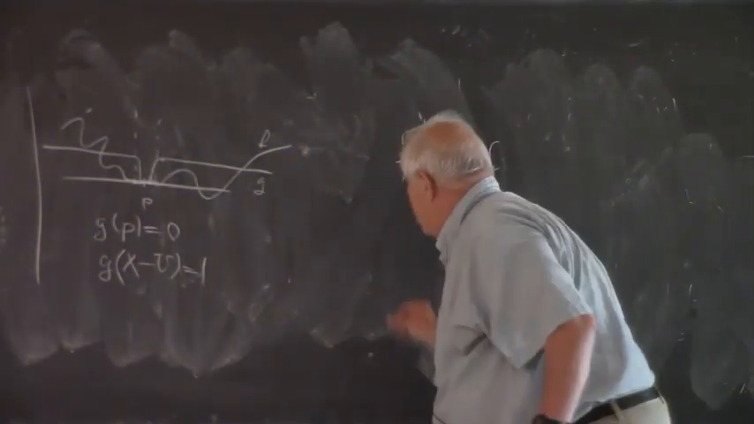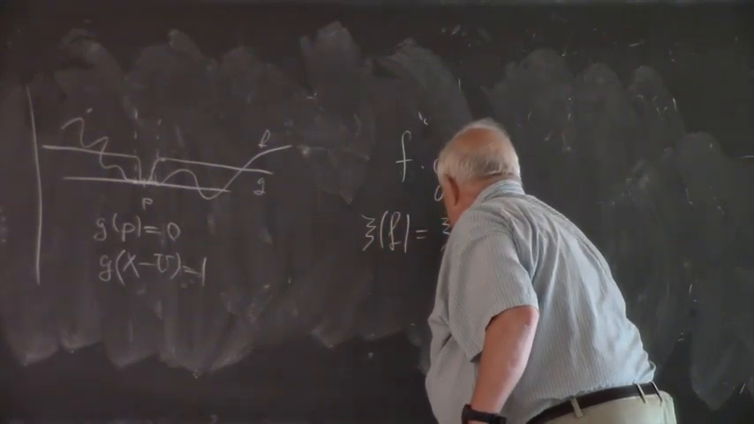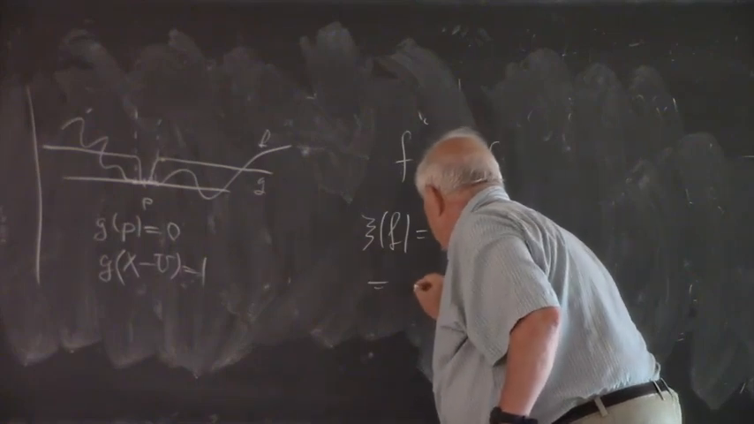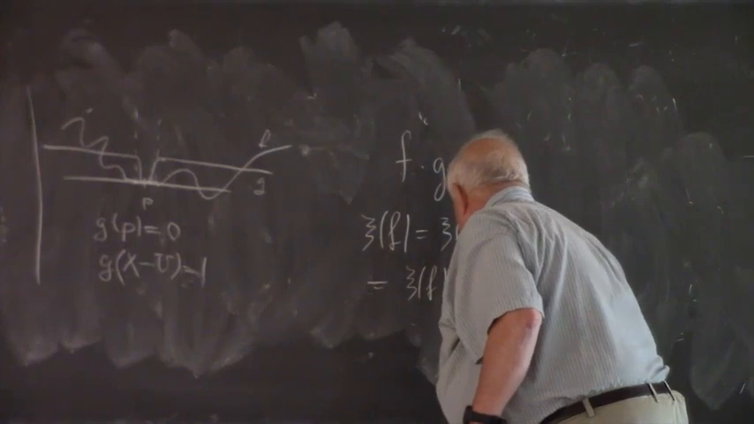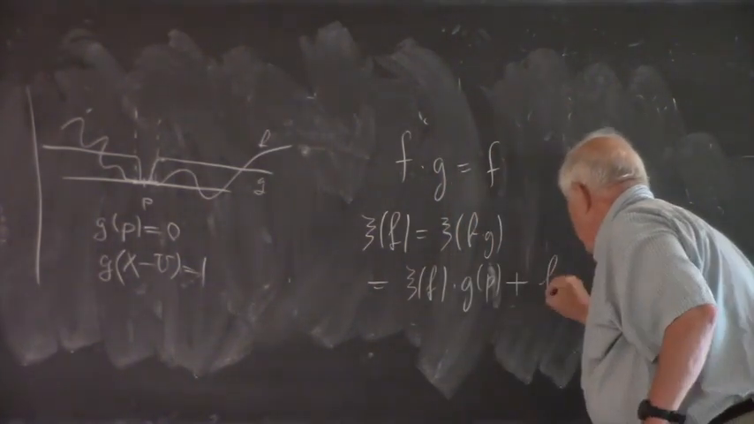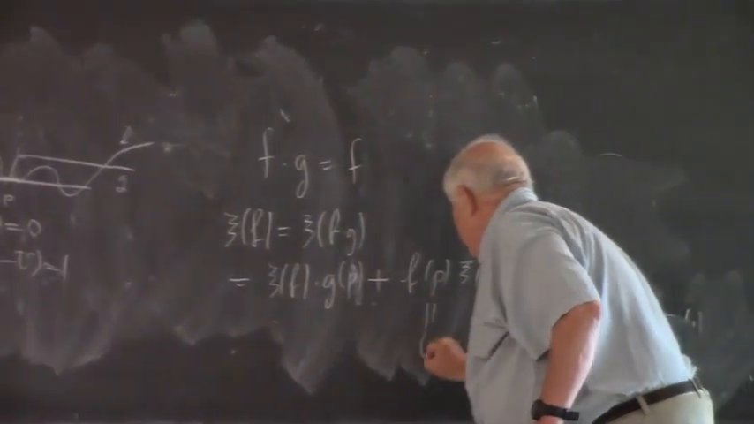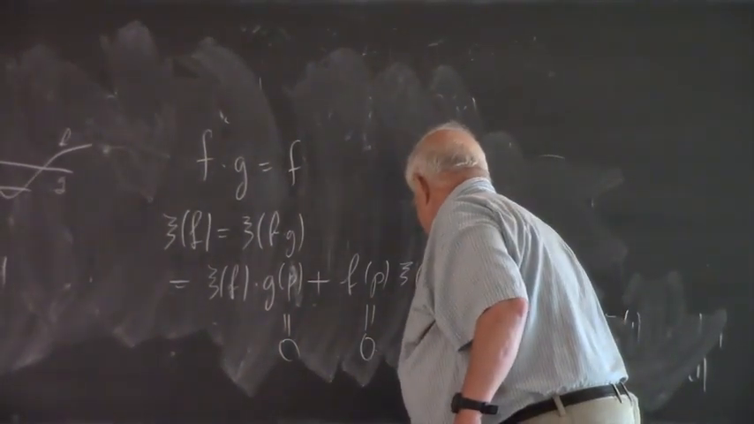After which I have nothing to do. It's xi of f. This xi of f times g is xi of f times g of p plus f of p times xi of g. In both, the things are 0. So this is 0.